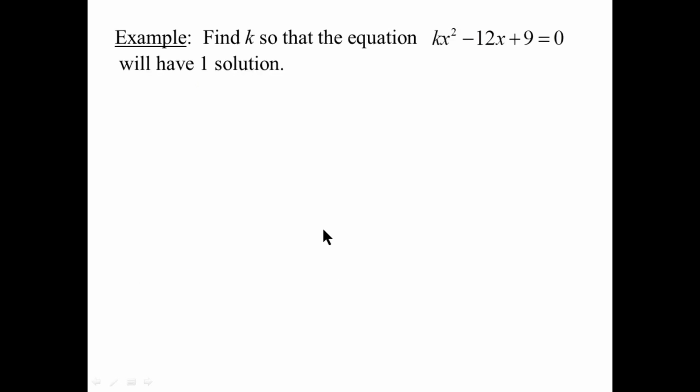Here's an example. Find k so that the equation kx squared minus 12x plus 9 equals 0 will have one solution. Look at this k. This k is not a variable. x is a variable, but k isn't. It's a constant unknown. And we're asked to find it so that that equation has just one solution.